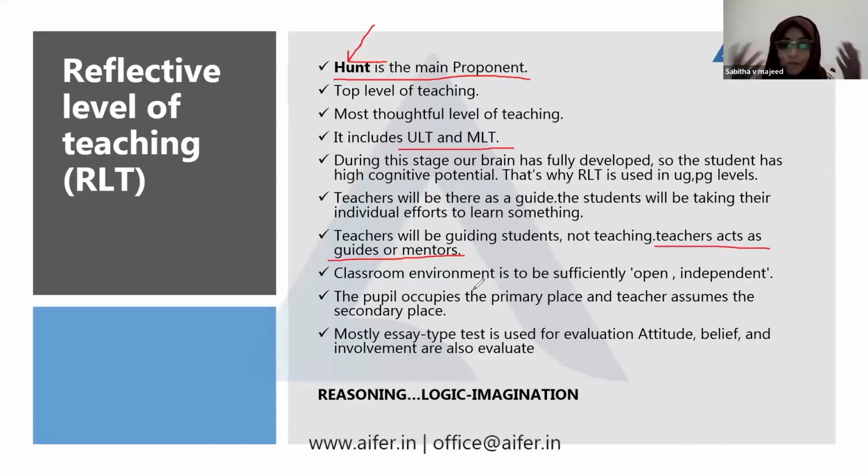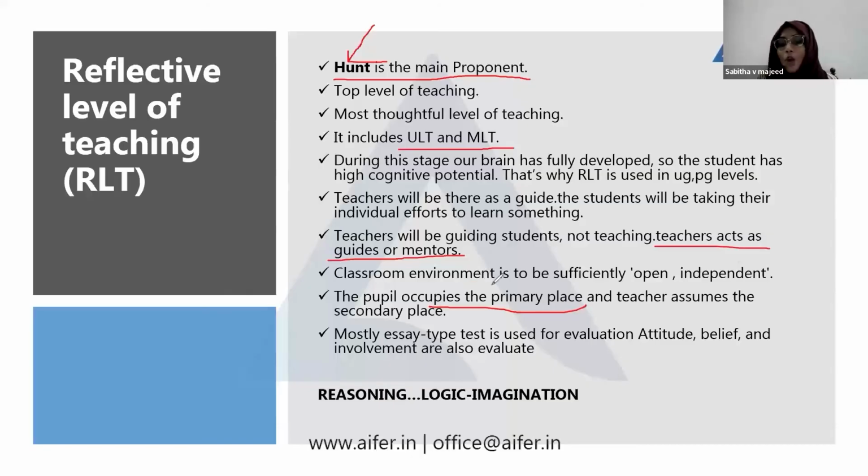The student has complete freedom about how to learn, what to learn, how much to learn. There is less role for teachers. Here, students occupy the primary place in the learning process and the teacher assumes the secondary place. It is a learner-centered level of teaching.